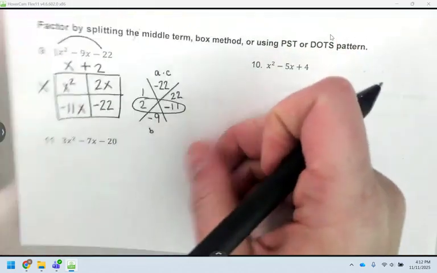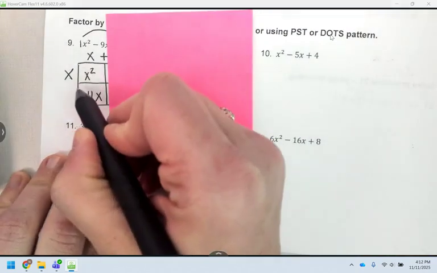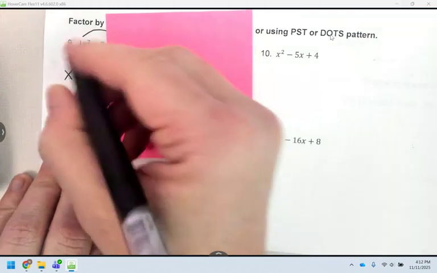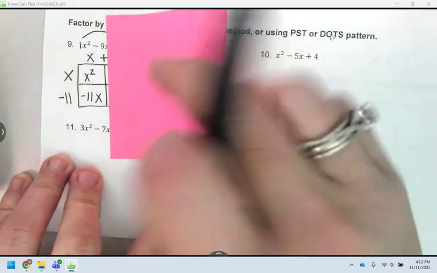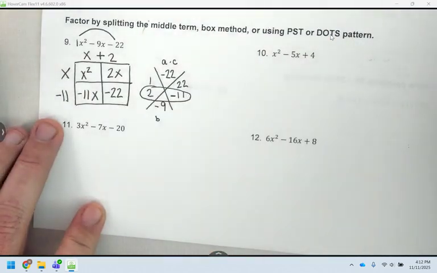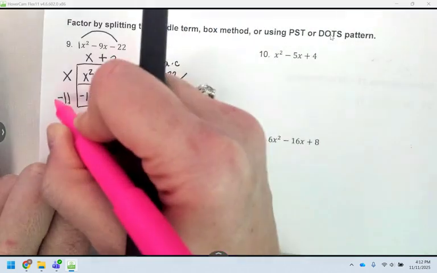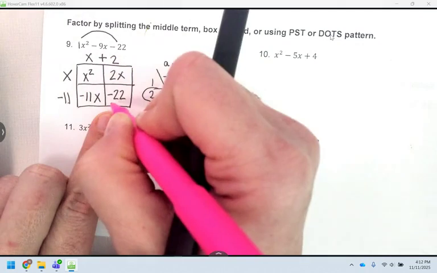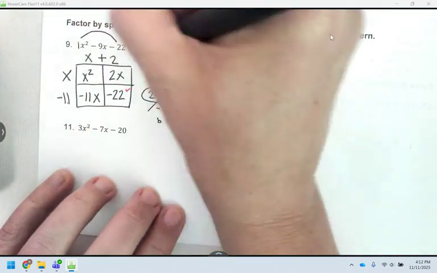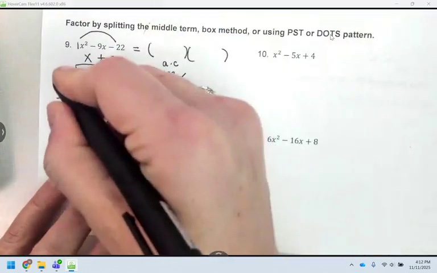Moving on to this one. X times this piece of the box is supposed to give you negative 11x. Double check and make sure it works. This box is supposed to be the top times the side, so 2 times negative 11 is negative 22. So factored form would be these two written like this in whatever order.